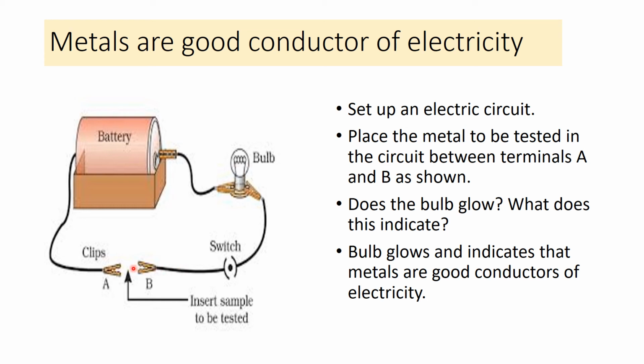When you are inserting the sample here, if bulb glows, means the electricity is conducted. If bulb doesn't glow, means electricity is not conducted by the given sample. So which type of samples you can use here? You can see any wooden piece. If you will just attach or fix the wooden piece in between these two clips A, B, you will find that bulb doesn't glow. What does it show?